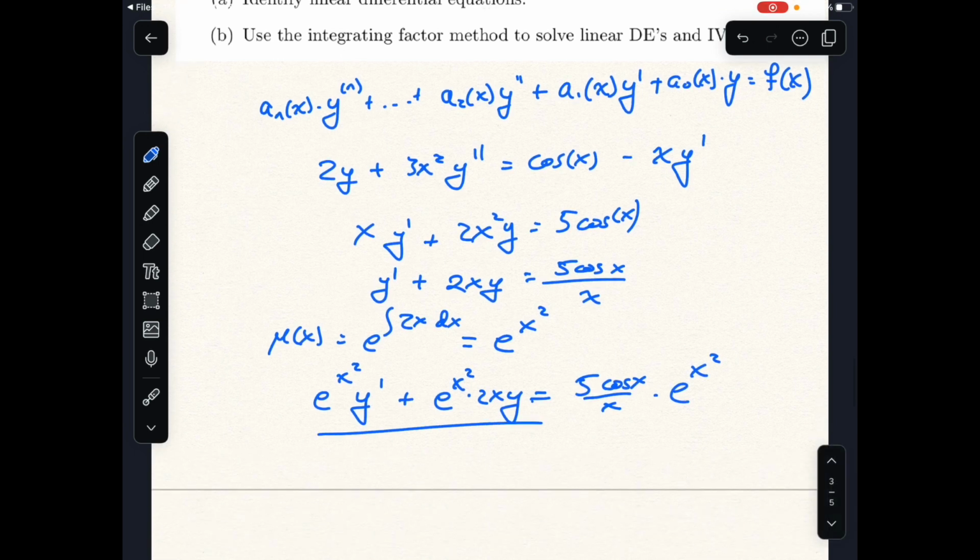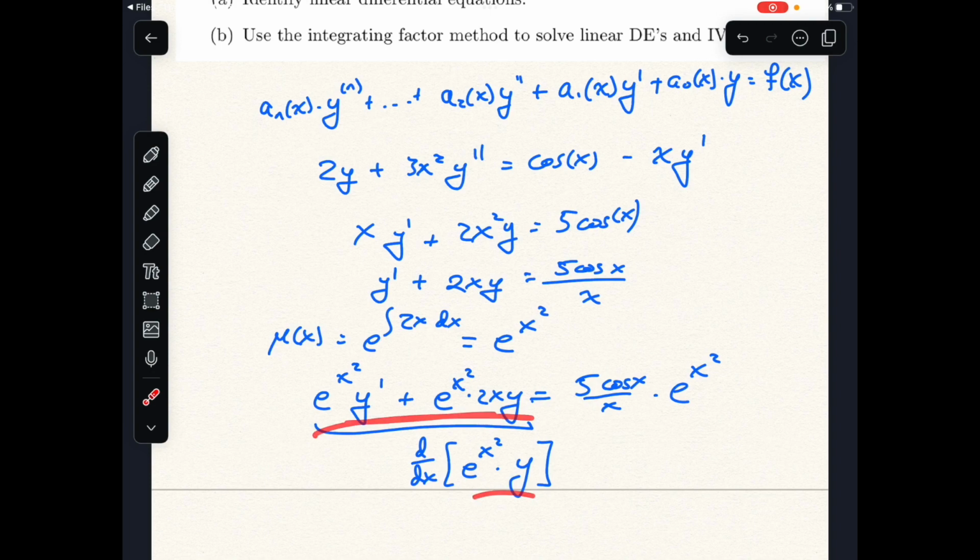The left-hand side should always simplify as just the derivative of your integrating factor times y. You should always check this, because if this is not equal to this, then that means you did something wrong up here. Maybe you forgot to normalize by x, maybe you integrated something incorrectly, but something went wrong if you see that this is not equal to this.